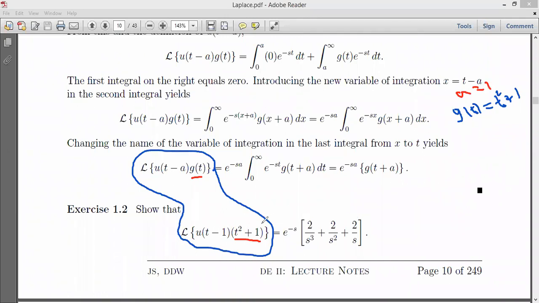Now, how do we use this? We are told that this G(t) here is equivalent to that term there. So now we have to redefine this. We already have a equal to 1. So if a is equal to 1, what do we have? We have e to the minus s.